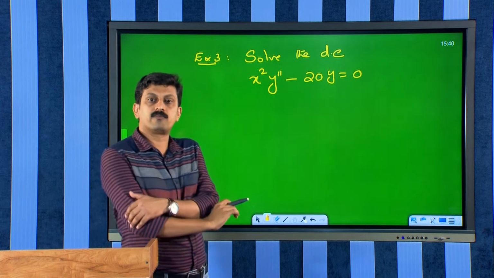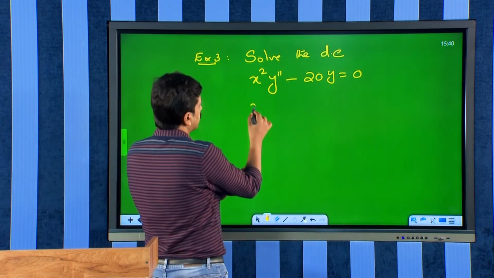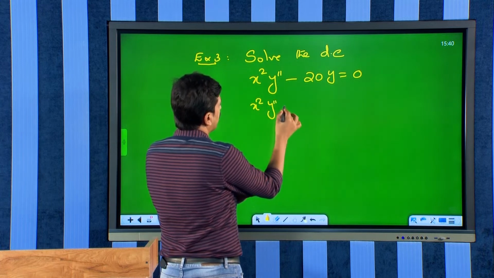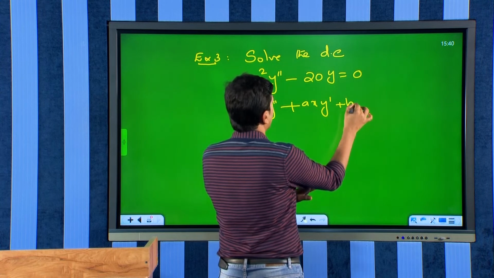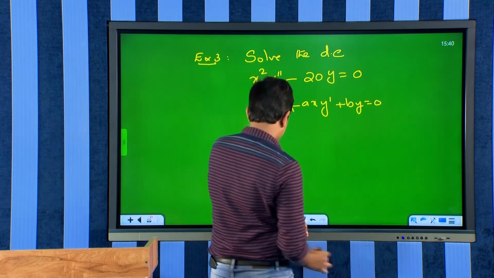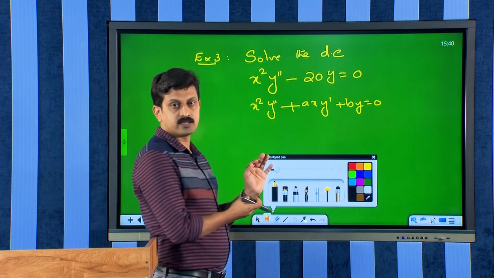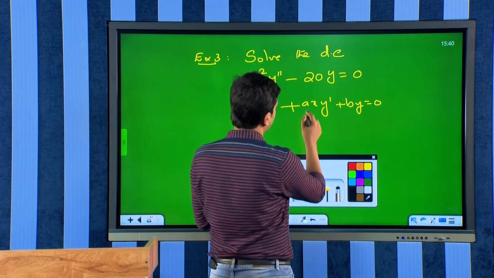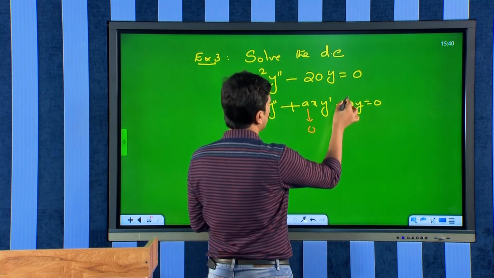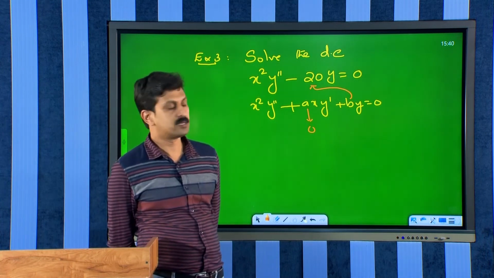So okay, fine. Now see, my dear students, this is of the form x square y double dash plus a x y dash plus b y is equal to 0. Here we have the value of a equal to 0. Now what about b? b is equal to minus 20.